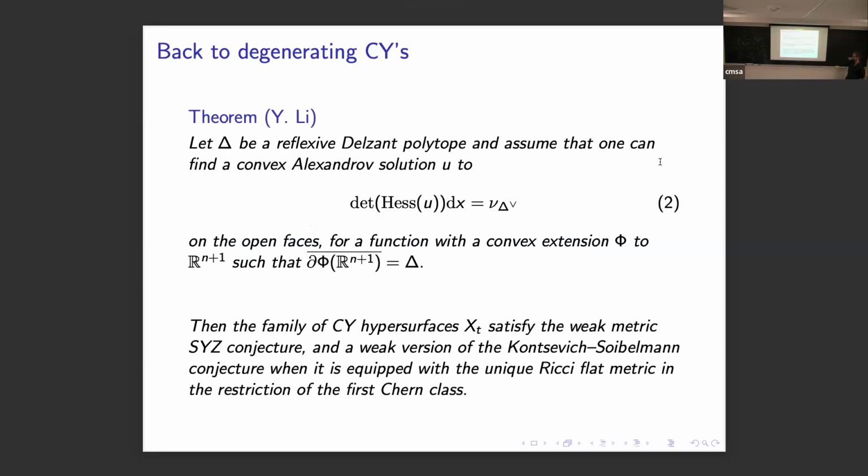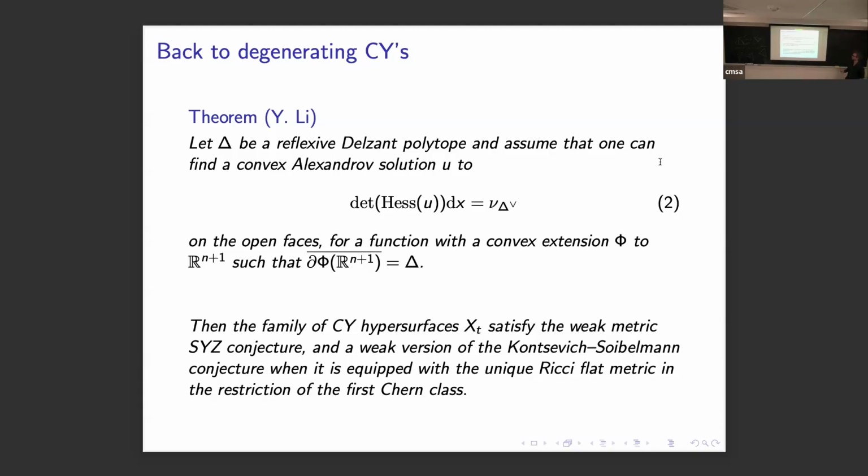So this is from his Fermat paper, which is a bit adapted. But if you have this setup, and if you can solve this kind of equation in an Alexandrov way for a function which has this sort of convex extension of this type. Here it's actually okay that I only solve it on the open faces, so I don't need this mu in the end.